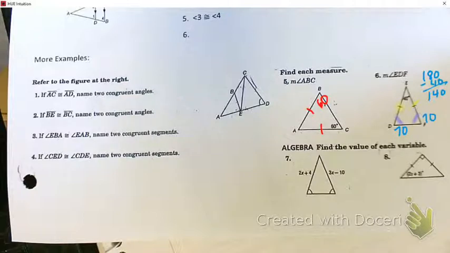Alright, number 7. The two bottom angles are equal, so what does that mean about the sides? They're equal. So subtract 2x on both sides. Add 10. And you get 14. Last one.